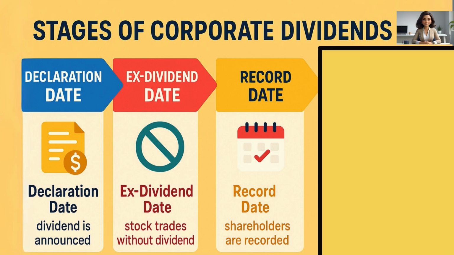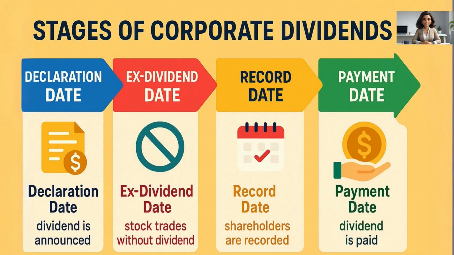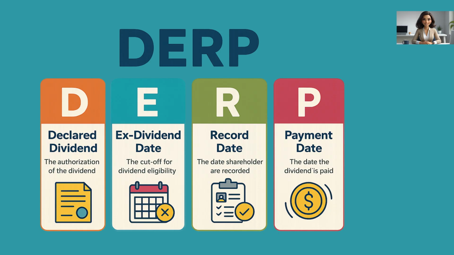The next one is the record date, and that is the date that the corporation records who is the owner, and that person gets the dividend. And lastly, there is the payment date, which is a date determined by the board of directors of the corporation on when they want to pay the dividend, when they declared it. Many people use the acronym DERP to remember the order for the exam.